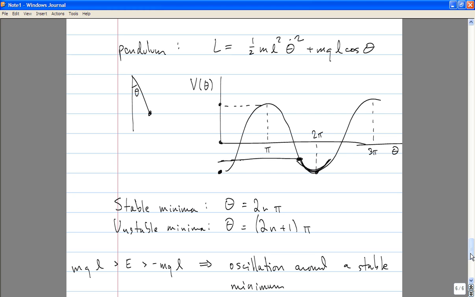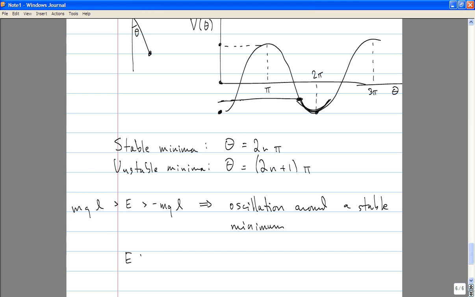On the other hand, if the energy is larger than m g l, then theta will just be monotonic, which is to say theta will always either increase or always decrease. This just corresponds to the case where the pendulum has so much energy that it just keeps going in the same direction for all time. And so the pendulum would spin forever. Is that clear?